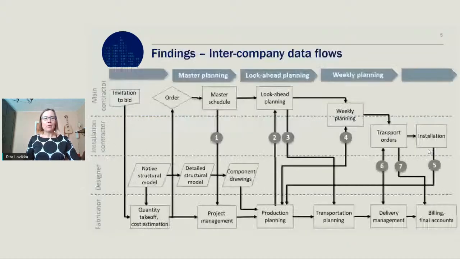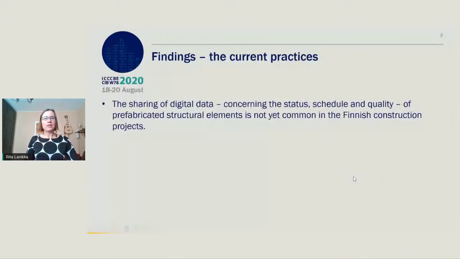We visualized our findings as a process model that describes how supply chain management related data flows in the current situation. The actors of the process are main contractor, installation contractor, designer, and fabricator. The model also depicts 7 data flows that should be in a machine-to-machine format to enable a digital situation picture. You can see the 7 data flows marked as circles in the model.